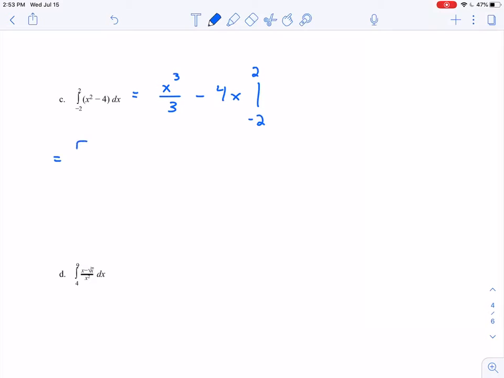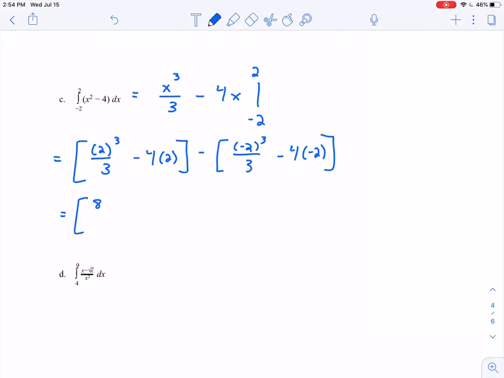So let's see. This is going to look like 2 to the 3rd over 3 minus 4 times 2, minus, I'm going to plug in my lower limit of integration now, -2 to the 3rd divided by 3 minus 4 times -2. So let's see, I've got 8 over 3 minus 8, minus over here -8 over 3, -4 times -2, I've got plus 8 here.